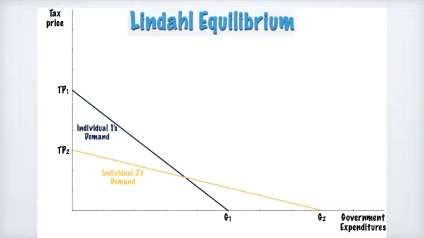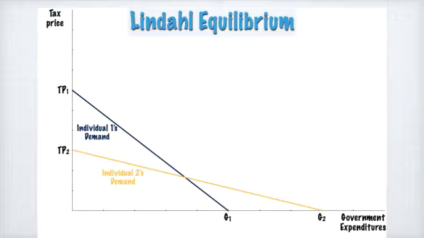So when we take a look at the Lindahl Equilibrium, the thing that you need to understand is that when we aggregate the demand curve for public goods, this aggregation is very different from private goods. With private goods, we horizontally sum. That is, at given prices, we add the quantities to get the market demand. For public goods, we have to sum vertically. So we pick a level of public goods, or government expenditures, and we sum the prices upward. So for private goods, it's a horizontal summation, and for public goods, it's a vertical summation.